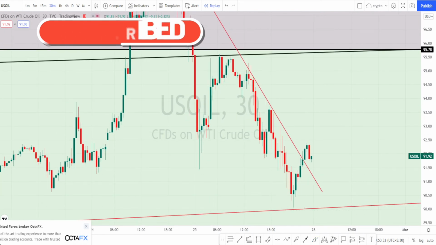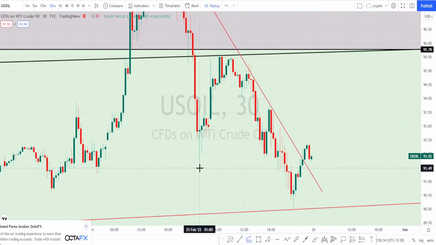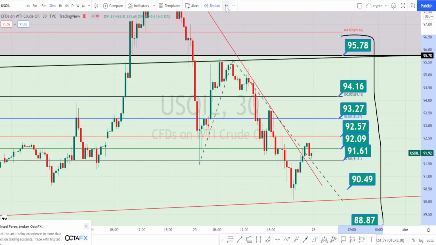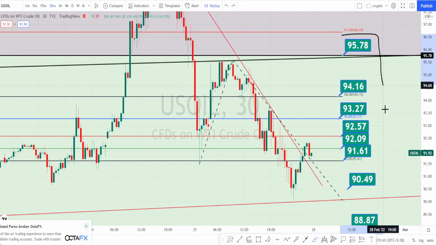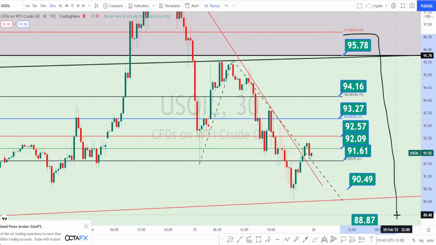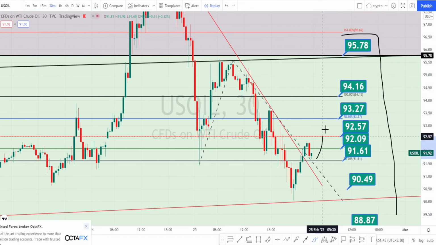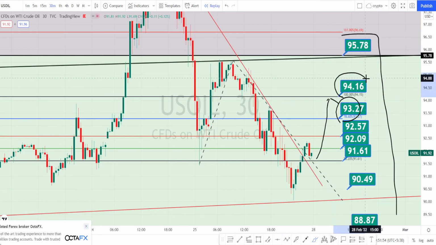Let us mark the support and resistance levels using Fibonacci's tool. So these are all the Fibonacci's resistance and support levels. So if the price action goes on a bullish side, this will be the 78% retracement level, and this will be the 100% retracement level, which is going to be around 94.16. Only when the price action breaks this resistance level, we can expect a bullish trend to start, and next level of resistance is going to be around 95.74.